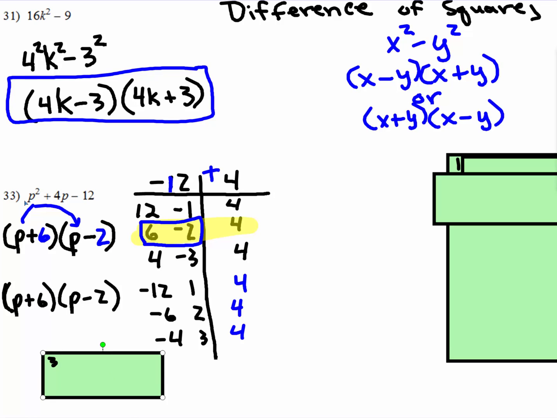Remember, when there's a leading coefficient, it's a little bit more complex than that. That's when you find the factors, you break it into 4 terms, and then you do the grouping method. But for simple factoring, that's all you have to do.